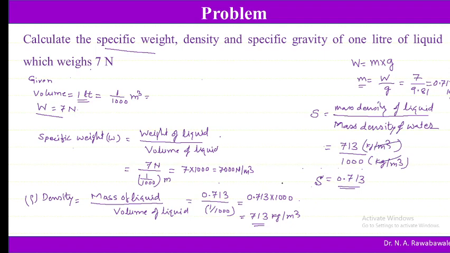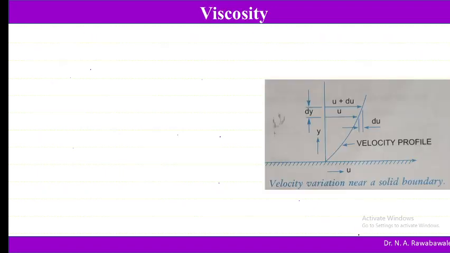So three things we have obtained. Very first is weight density, which we have obtained as 7000 Newton per meter cube. And mass density we obtained as 713 kg per meter cube, and specific gravity as 0.713. So this has got no unit. Now coming to the next aspect, viscosity.